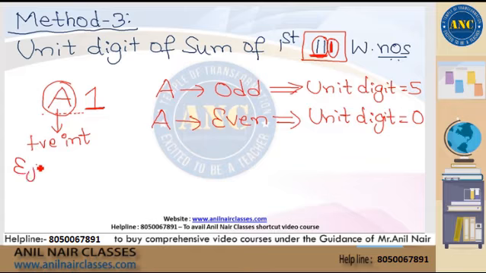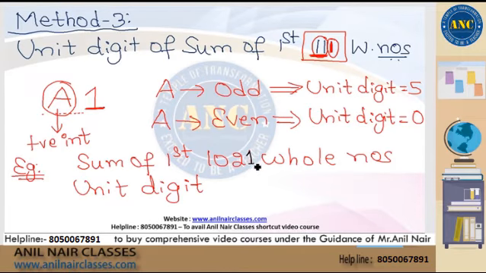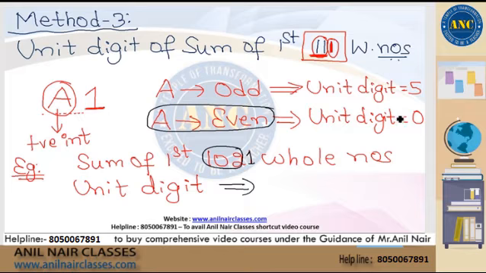Very important point. One small example, let me give it for you people. Suppose I say the sum of the first 1021 whole numbers, unit digit I require. I need the unit digit of the sum of the first 1021 whole numbers. First of all, forget about the last 1. This is 102. 102 is an even number. That means the A value is an even number. If the A value is an even number, the unit digit is 0.